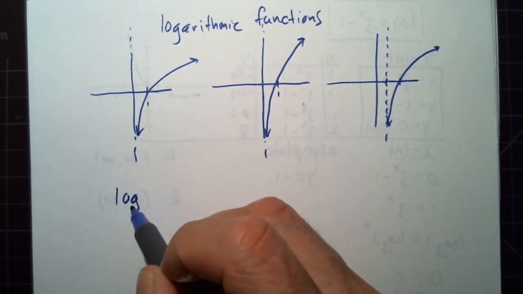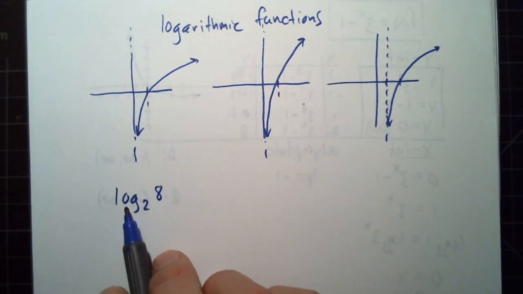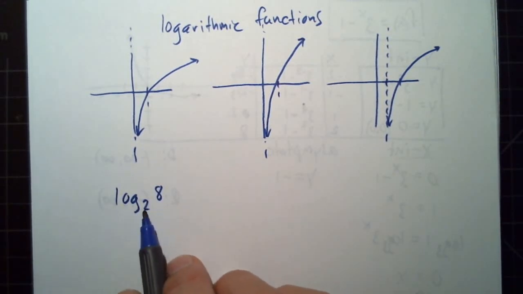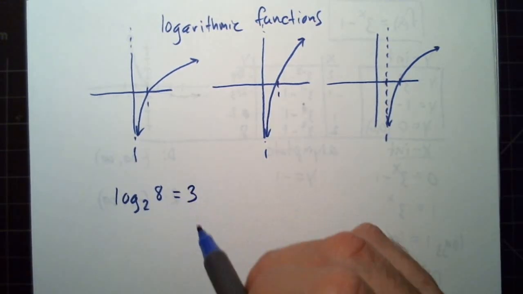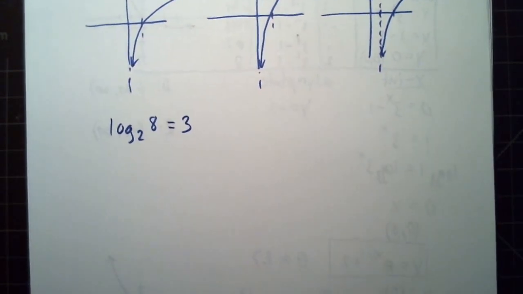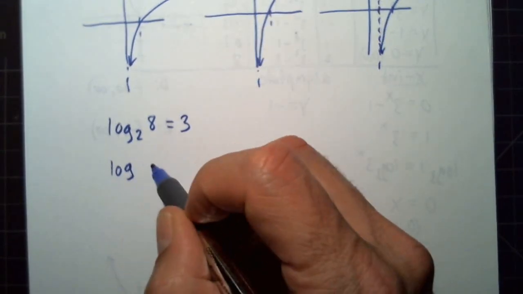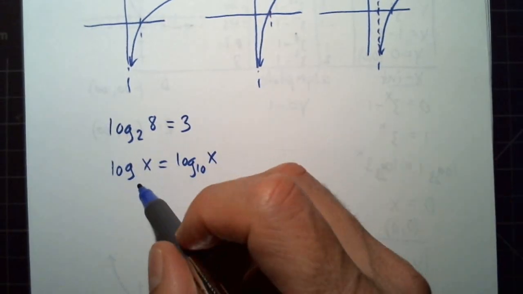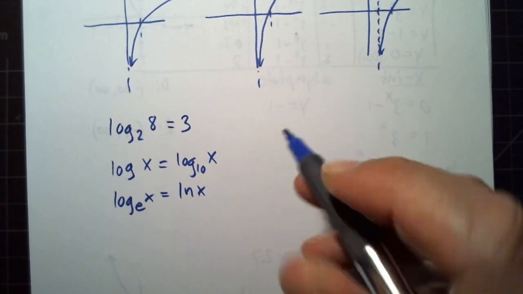And now let's review what this means. It says, to what power do you raise 2 to get 8? Or, find the exponent of 2 that gives you 8. What's the exponent of 2 that equals 8? And we get 3. That's how we can evaluate logarithms. Remember that log of x is the same as log base 10 of x, and log base e of x is the same as natural log of x.